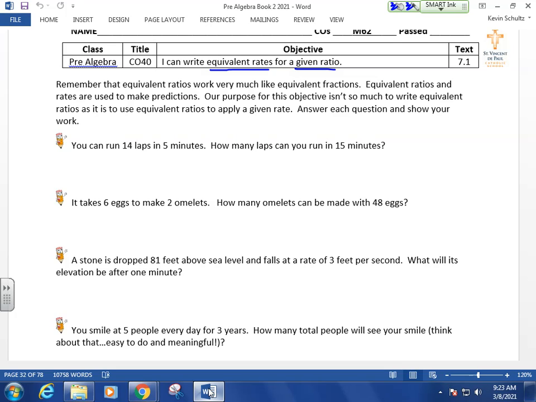So if you can run 14 laps in 5 minutes, how many laps can you run in 15 minutes? Let's set this up as a rate. What is the original rate? How is it written? You can run 14 laps in 5 minutes. A rate being written as a fraction, which is different than ratio, right? Ratio can be written with the colon or the word to, but a rate being a fraction here.